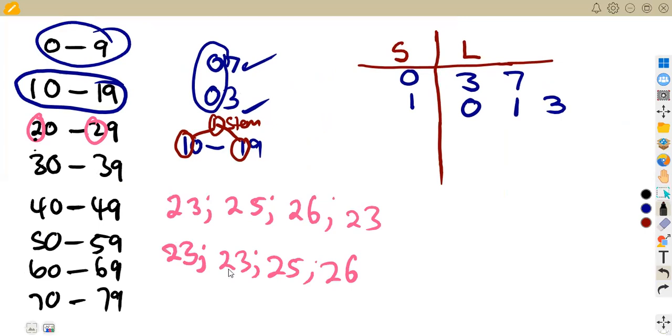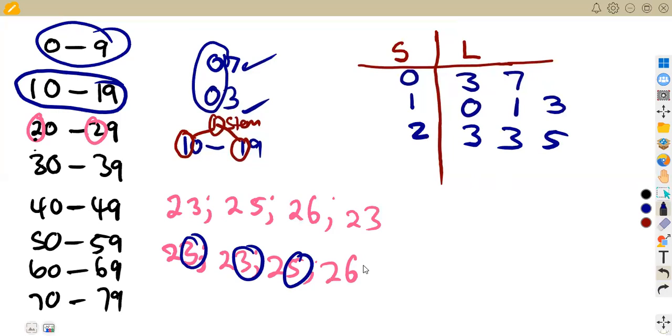So you take the first digit here, 2, that's your stem. Then the leaf are the ones that are remaining. Here, I'm going to remain with a 3. Here, I'm going to remain with a 5. Here, I'm going to remain with a 6, in the order. In the order, don't mix the numbers.